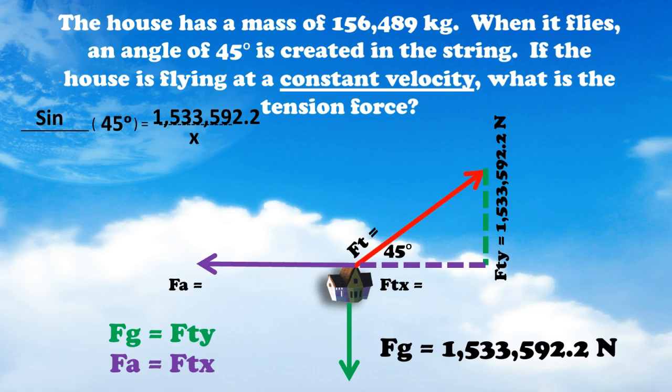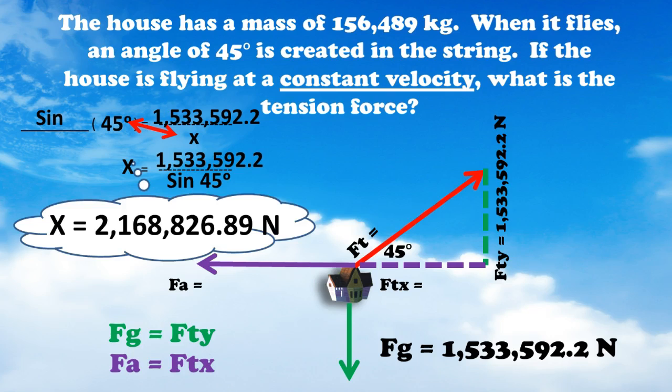Whenever there's a variable down below, we're going to switch out the sine of 45 and that variable. When we flip those, we end up with x equals 1,533,592.2 divided by the sine of 45. Little plug and chug in our calculator, and there is our answer.